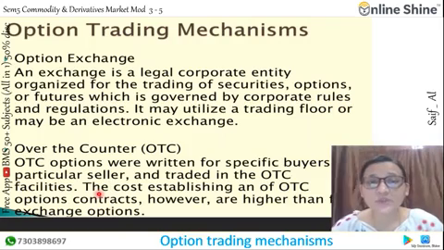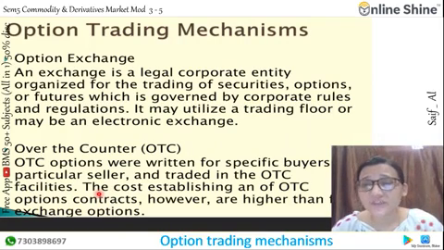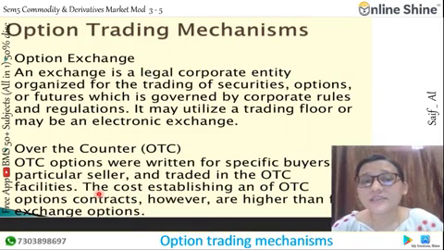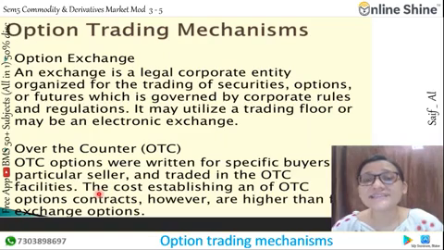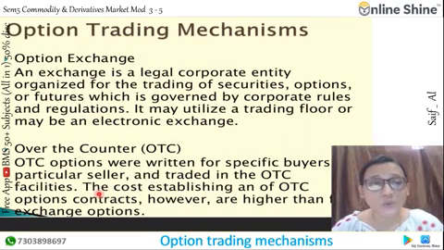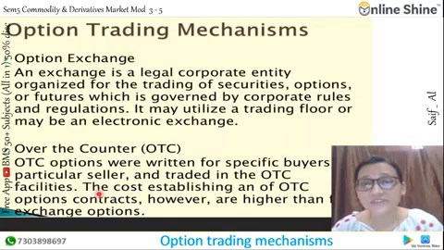What about the over the counter? Over the counter options are written for a specific buyer by a particular seller and traded in the OTC facilities. Now OTC markets are those markets where unlisted companies are trading, or we can say it is an unorganized market. The cost of establishing an OTC option contract is, however, higher than that of an exchange option.